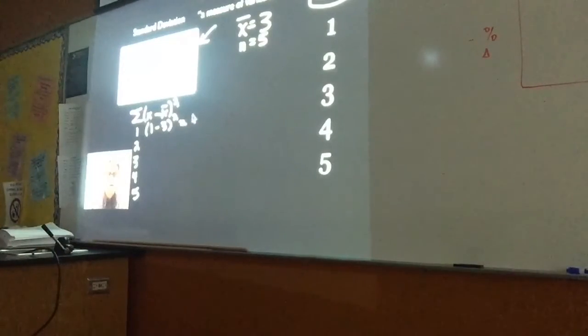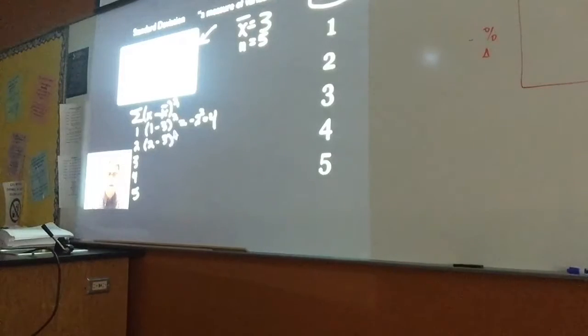1 minus 3, and we square that, is going to be negative 2. And if we square that, so that's negative 2 squared, that's 4. Let's go to the next one. Well, this is 2 minus 3, so that stays the same. So that's negative 1 squared, or that's going to equal 1.